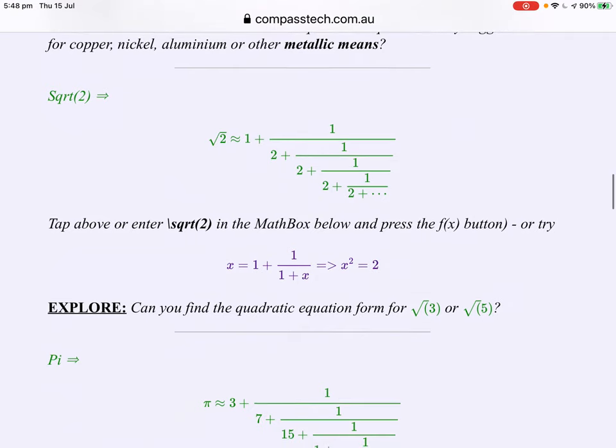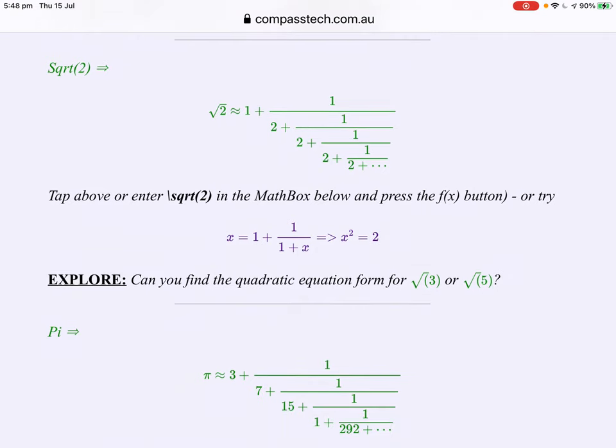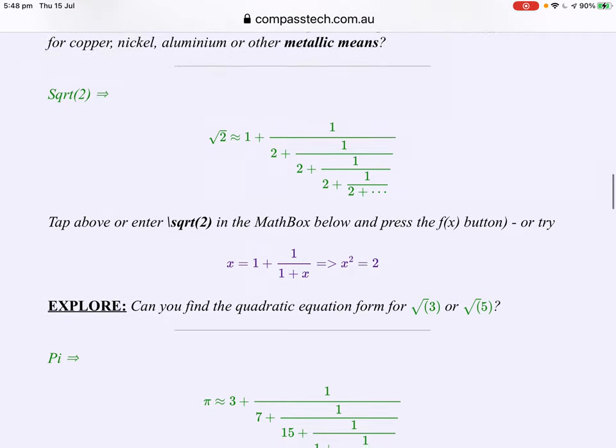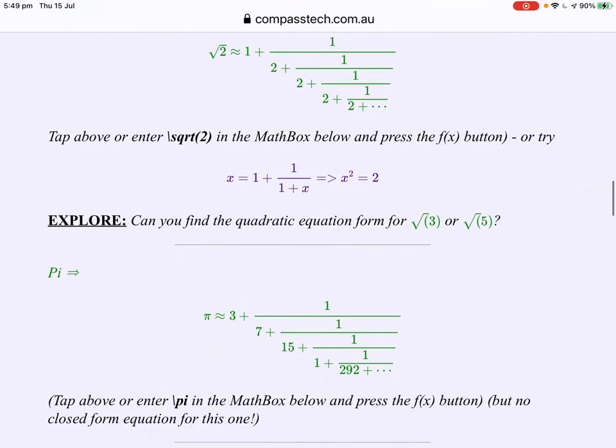Now, square root 2 in continued fraction form is another one that's interesting. It's 1 plus a string of 2s. Okay, what about square root 3?